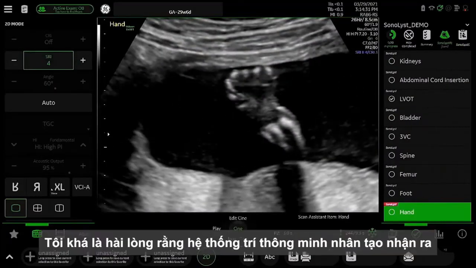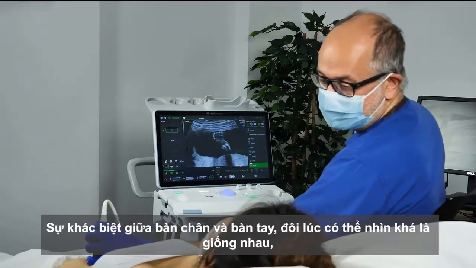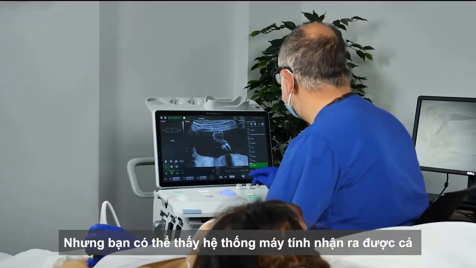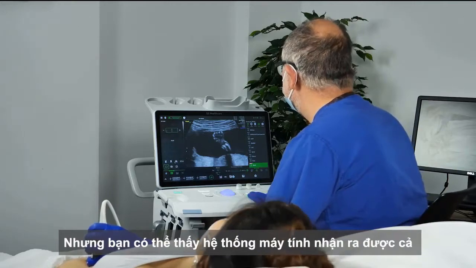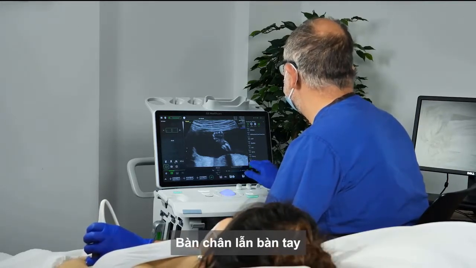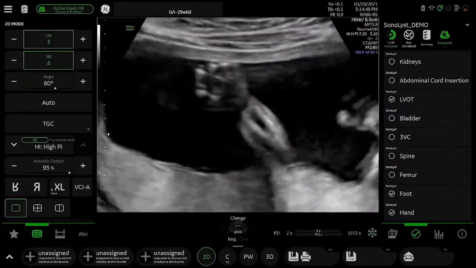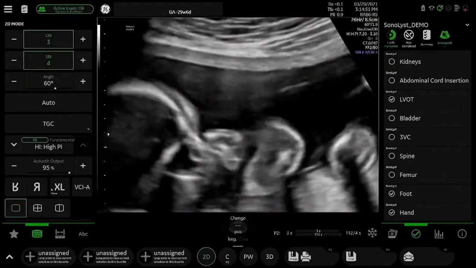This is the hand. Oh, I'm quite pleased that that's recognized the difference, because the feet and the hands can look quite similar sometimes, but you can see that the computer system is recognizing both the foot and the hand separately there. So that's good.